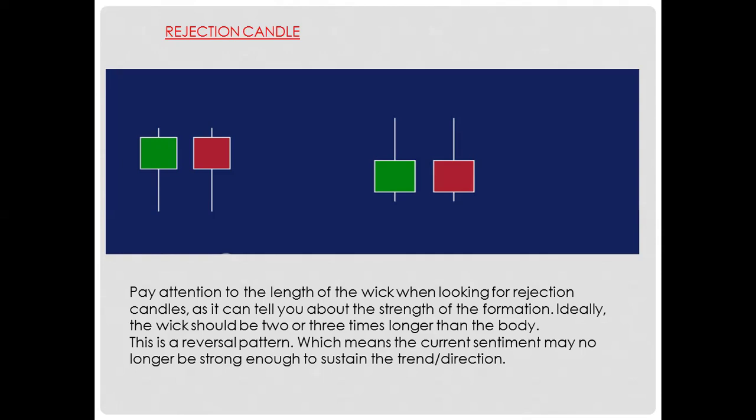But I'm talking about a rejection candle like this. You can see the body, but the body is smaller compared to the wick. The wick is ideally 2 to 3 times the length of the body. And this is a reversal pattern. Entirely, this is a reversal pattern, which means the current sentiment may no longer be strong enough to sustain the trend direction.